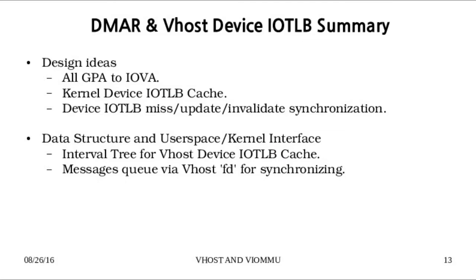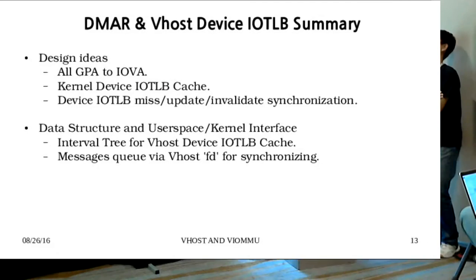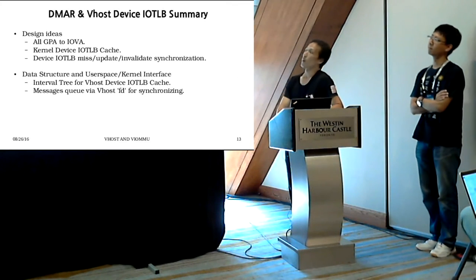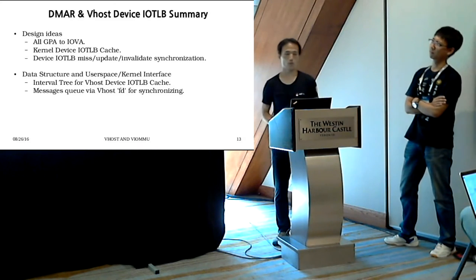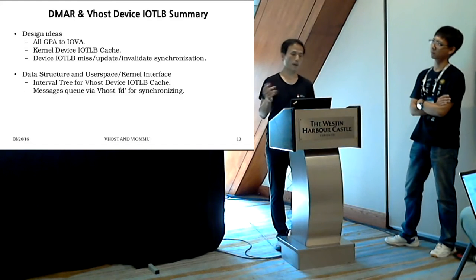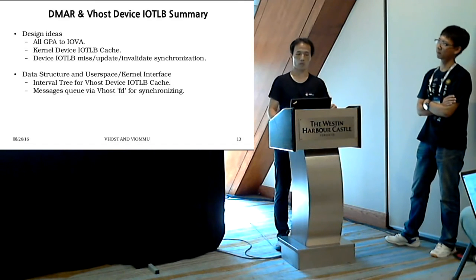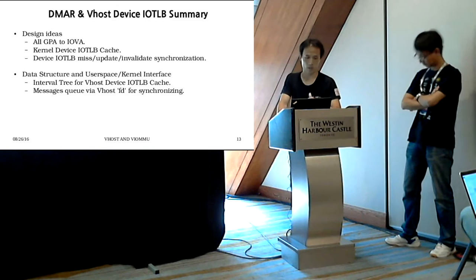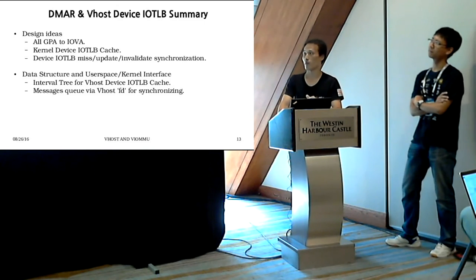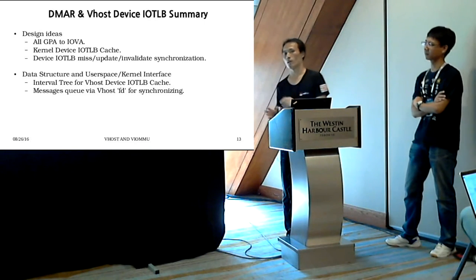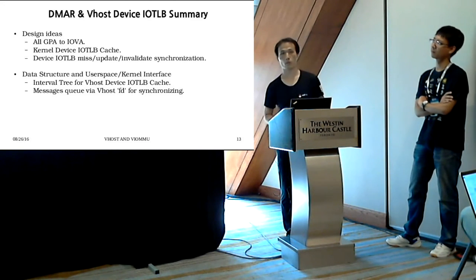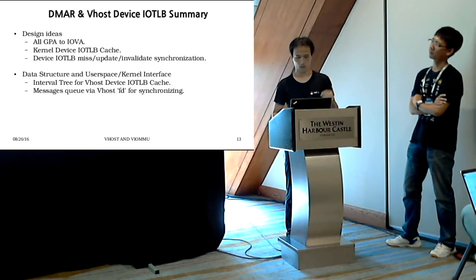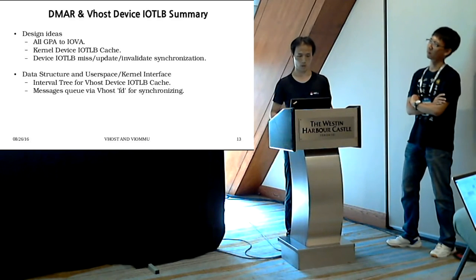So I'll finish the DMAR tour with the summary. Actually, the design idea is pretty clear. First of all, we should switch all the guest physical addresses to IO virtual addresses. And then we should keep the IOTLB cache in the kernel all the time and make sure we always look up the entries first before we issue a request to QEMU. And then we should handle the synchronization as well.